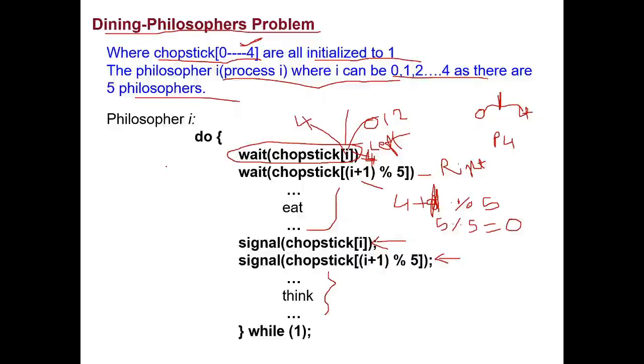The problem that arises in this algorithm is that if all the philosophers try to pick up a chopstick at the same time, then all processes are going to get stuck. None of the philosophers or processes will get the chance to eat the noodles, because all have picked up chopsticks at the same time and are stuck. Nobody can eat. We can see this in the video.